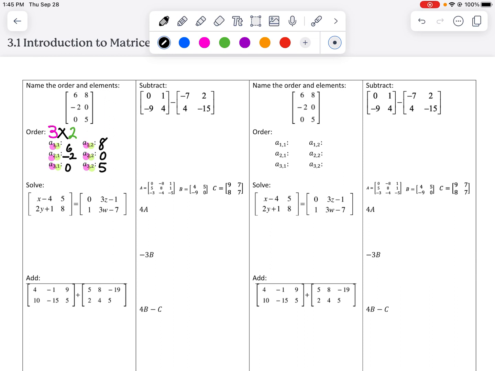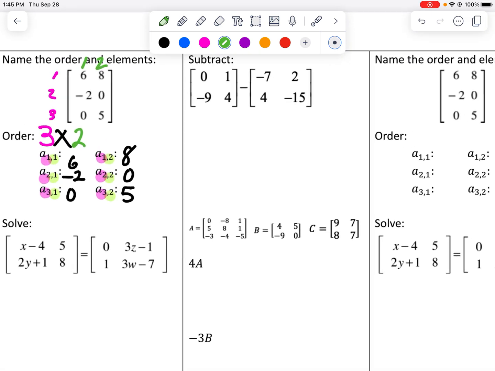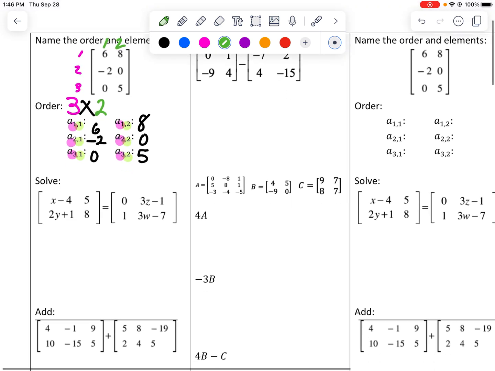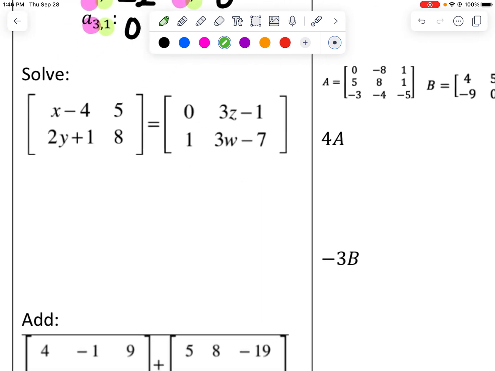So again, we have row 1, row 2, row 3, and we have column 1, column 2. Okay, my friend, that's simply how to name them, or how to identify their order and their elements. Okay, so then let's do this one.